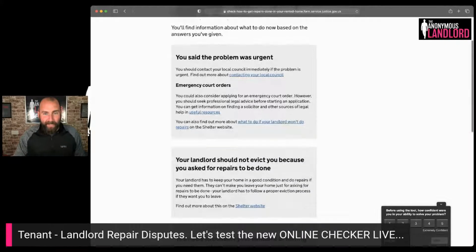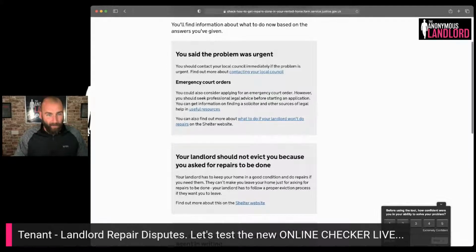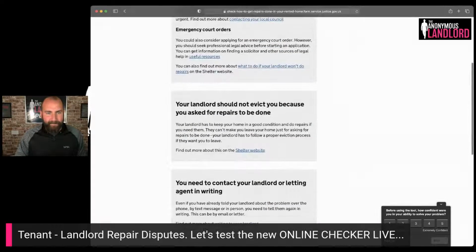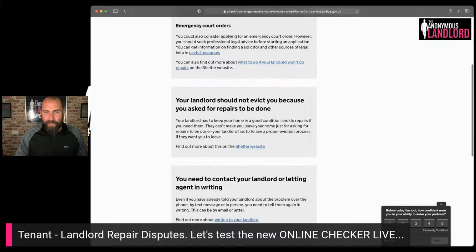after you. So it looks here that the first box on this government online tenant landlord dispute checker is telling them to contact the council. It's giving them a link to contact the council, and it's also suggesting emergency court orders. You could also consider applying for an emergency court order. However, you should seek professional legal advice before starting an application. You can get information on finding, and so on. Okay. The next box says your landlord should not evict you because you asked for repairs to be done.